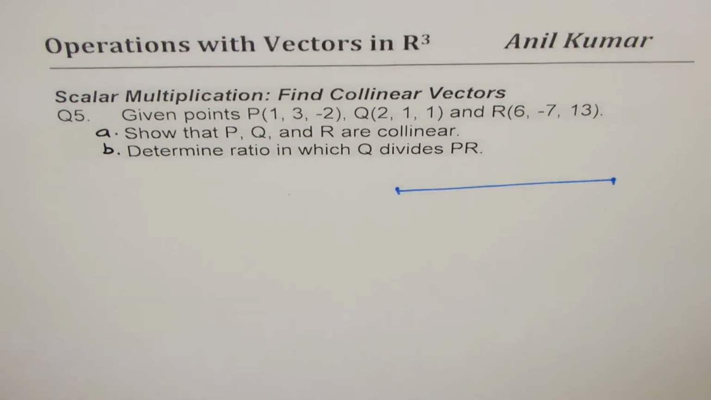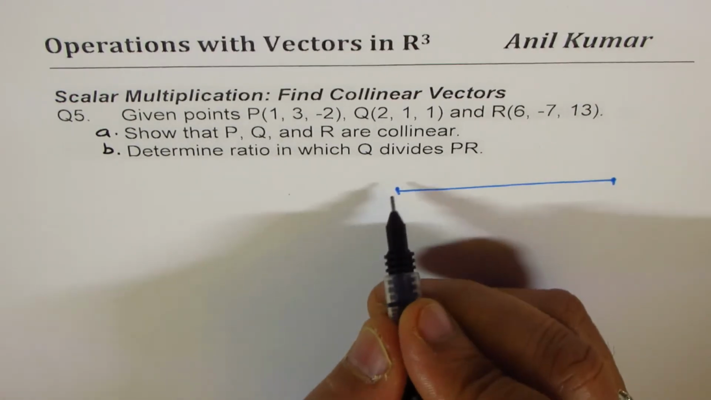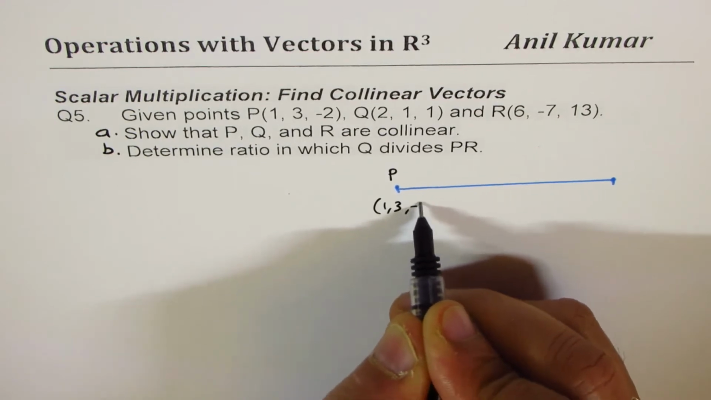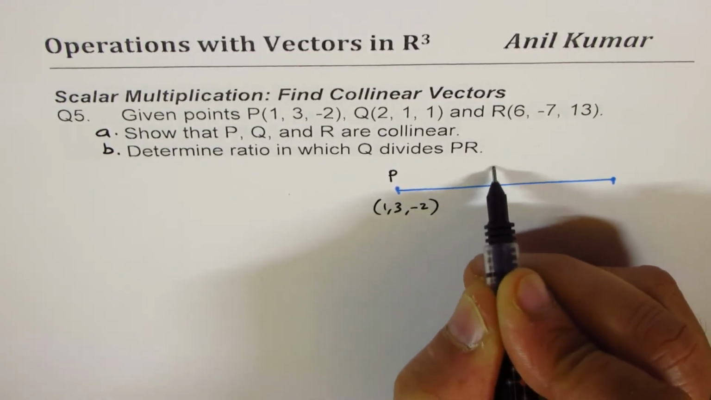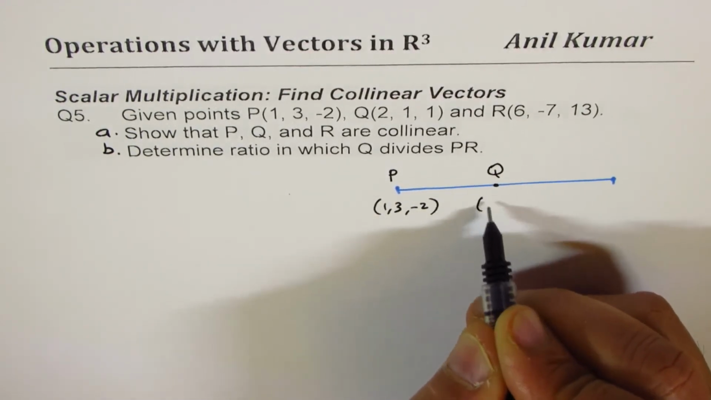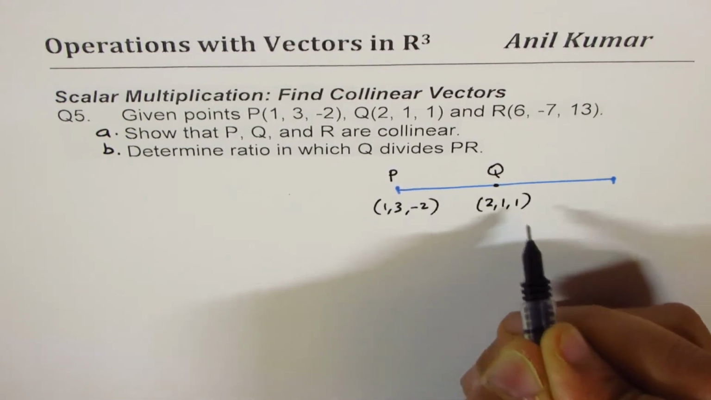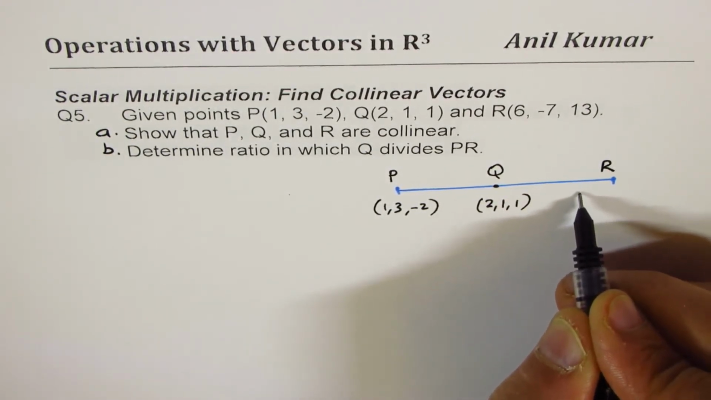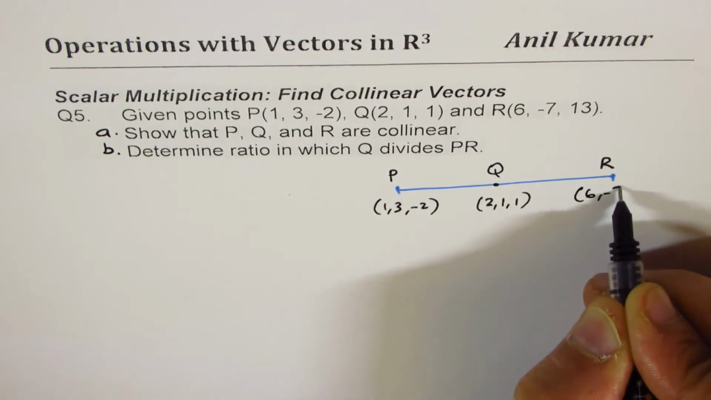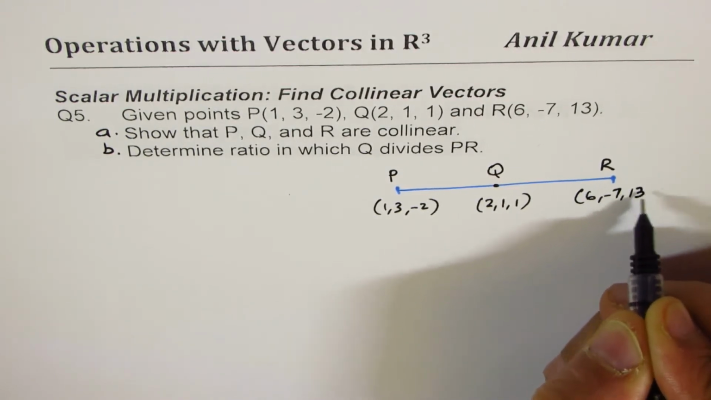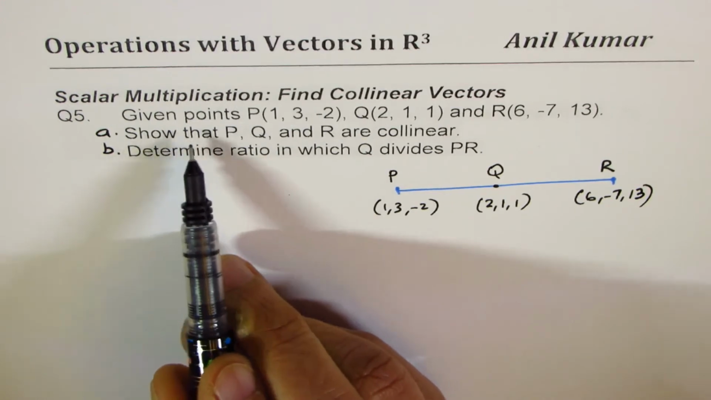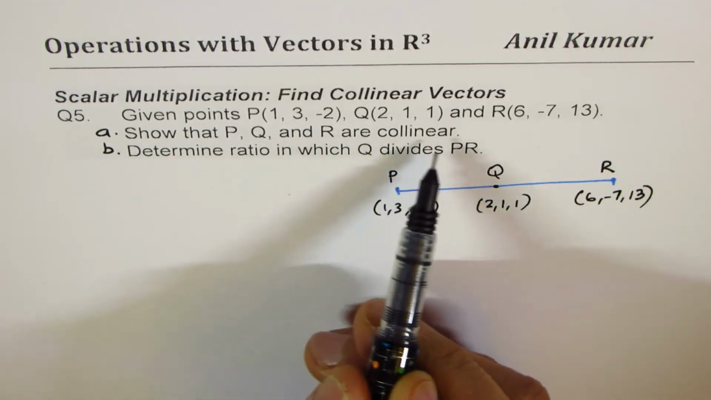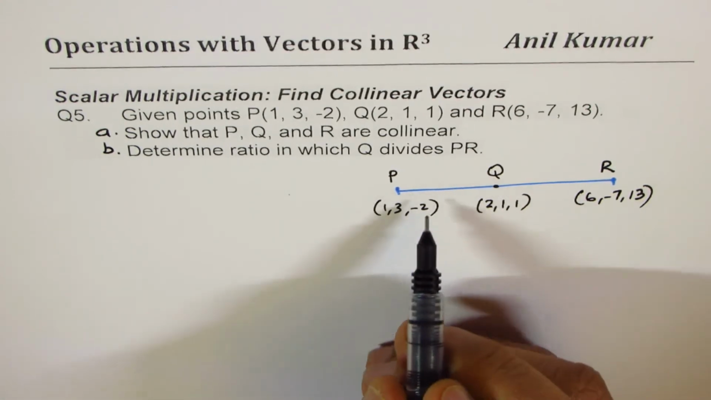So we have a point P whose coordinates are 1, 3, minus 2. Then we have somewhere point Q whose coordinates are 2, 1, 1. And then we also have point R, whose coordinates are 6, minus 7, 13. So these are the three vectors. We have to show that P, Q, R are collinear. So how do we show that?